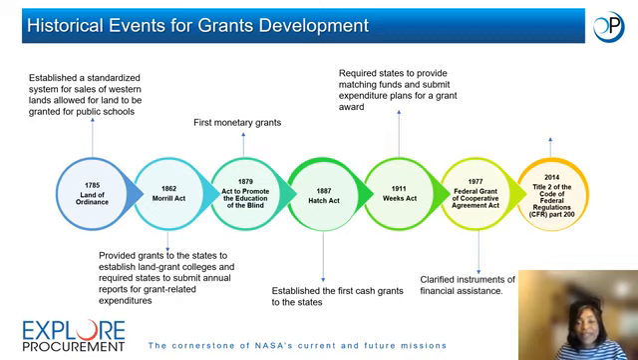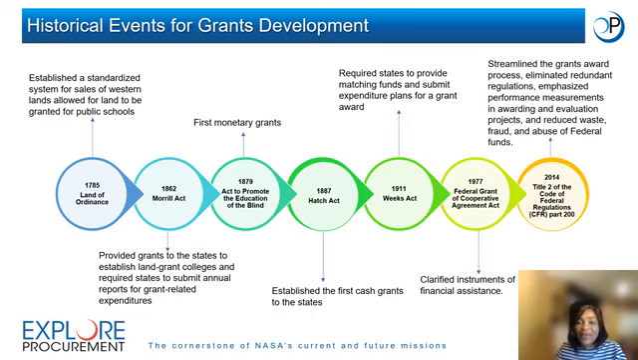In 1977, we have the Federal Grant and Cooperative Agreement Act, which I believe some of you may be familiar with. This act clarified instruments of federal financial assistance. And last on our list is Title 2 of the Code of Federal Regulations, also known as 2 CFR Part 200. This was established in 2014 and was aimed to streamline the grants award process, eliminate redundant regulations, and also emphasize performance measurements in awarding and evaluating projects.